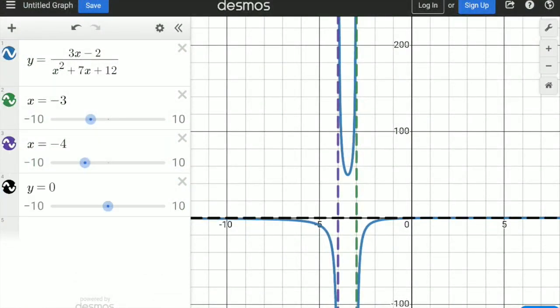So you can kind of see what's going on here. You can see the asymptotes. They hug it very nicely in between the two things. Those asymptotes were just found by saying the bottom factors equal to 0. We also have a horizontal asymptote as well. And there we have it.